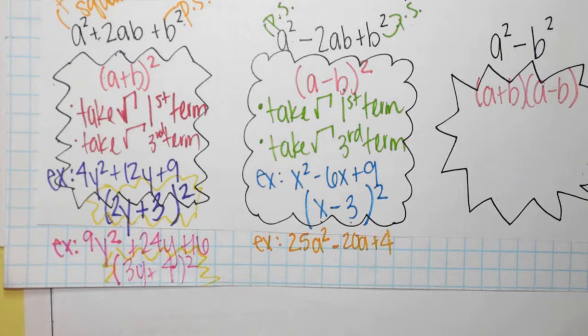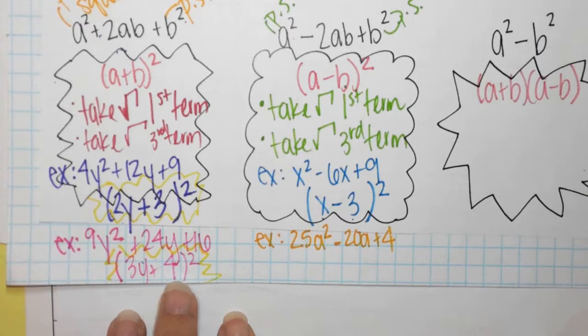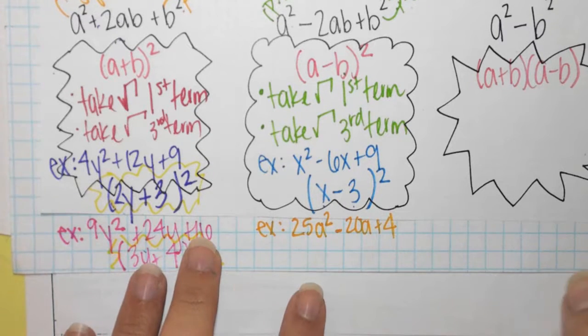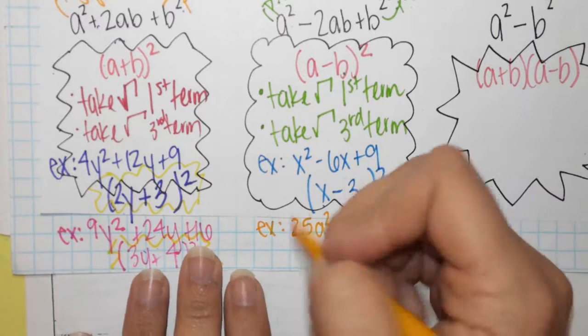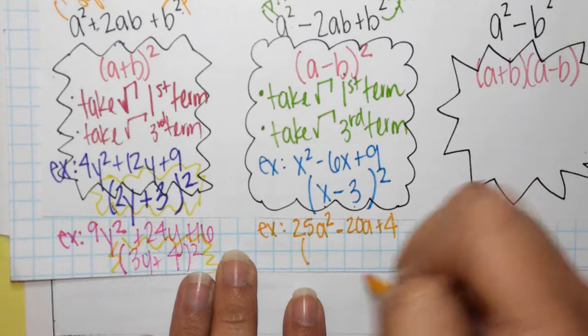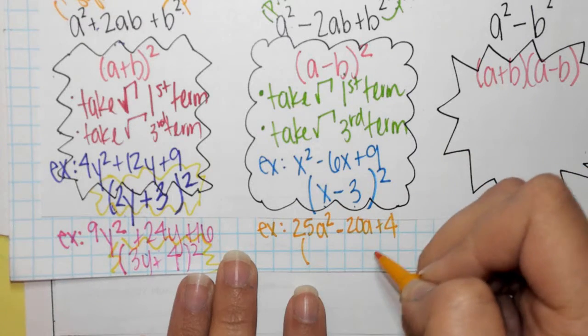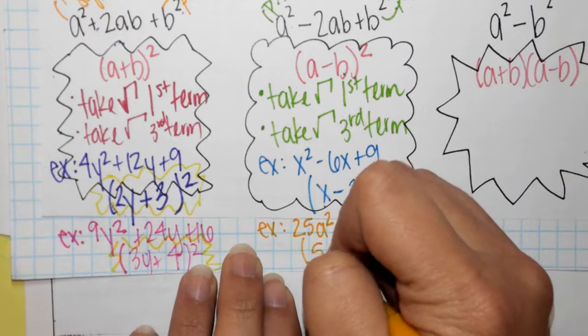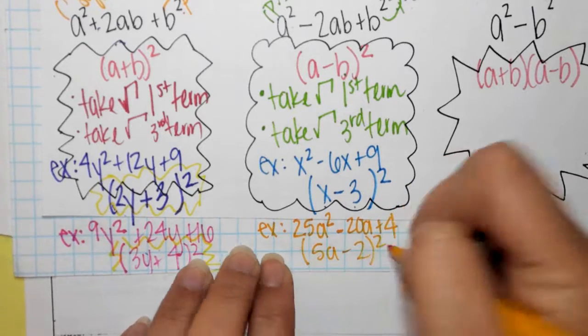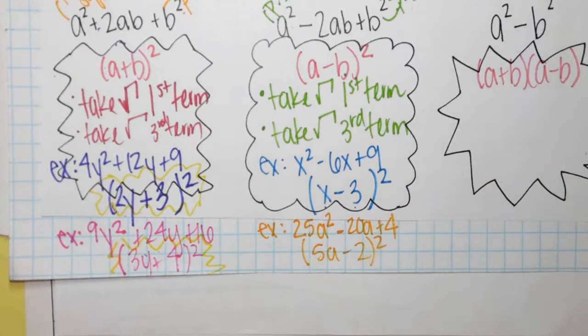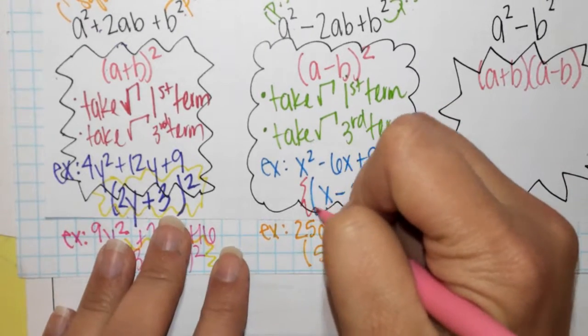Are you done with this problem? What'd you get? 5 minus 2? That's all you got? What am I supposed to write, Manny? No, I didn't. I said 5a minus 2 quantity squared. Did we all get that? Yeah. Look at us go.